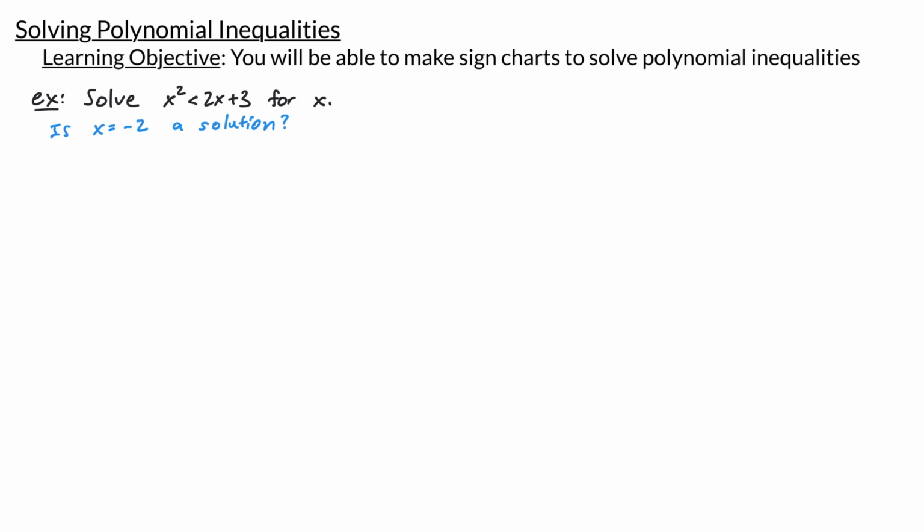Well, to check, all we have to do is plug in x equals -2 into our expression to see if we have a true statement. So on the left-hand side, we have -2 squared, and this is supposed to be less than 2 times -2 plus 3. All we're doing is replacing the x's here with -2. Now, on the left-hand side, we have 4, and on the right-hand side, 2 times -2 is -4 plus 3. That gives me -1. Is 4 less than -1? No, 4 is not less than -1. That's why we would say that x equals -2 is not a solution to this inequality.